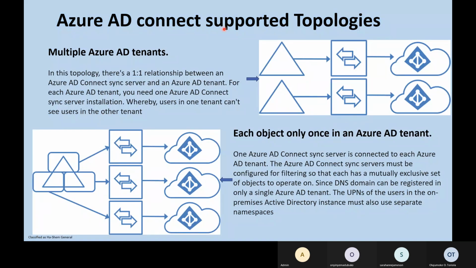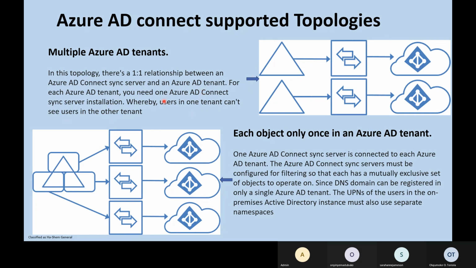Now you have multiple Azure AD tenants. You can have a situation where you have two different forests on-premise, maybe you acquire one, and then each of them goes to a different Azure AD tenant. In this topology, there is a one-to-one relationship between an Azure AD Connect sync server and the Azure AD tenant. So for each Azure AD tenant, you need one Azure AD Connect.